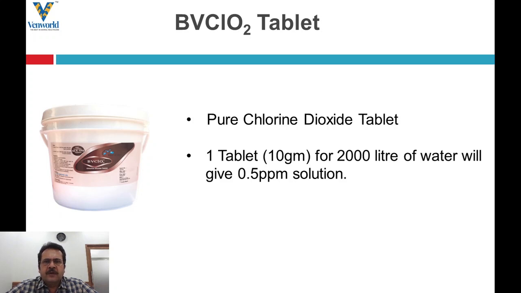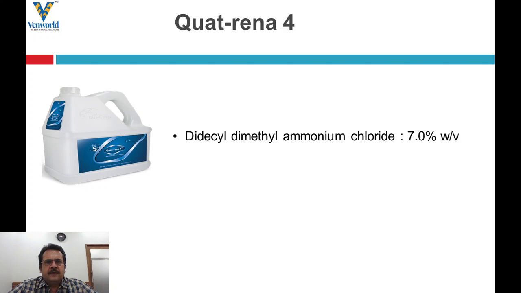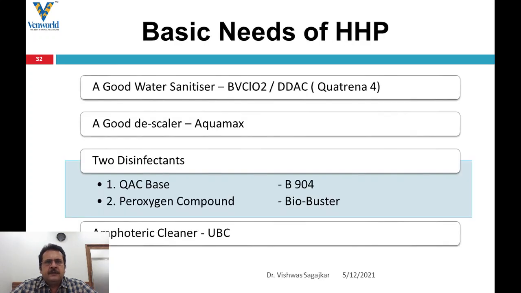And BVClO2 tablet is a water sanitizer, a pure chlorine dioxide tablet. One tablet of 10 gram in 2000 liters gives you a 0.5 ppm solution. And Quatrina is another alternative for water sanitation, which has DDAC 7%.